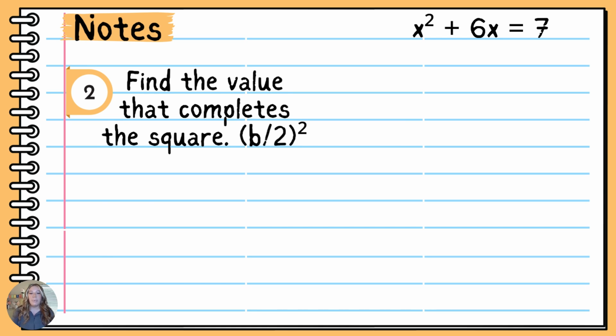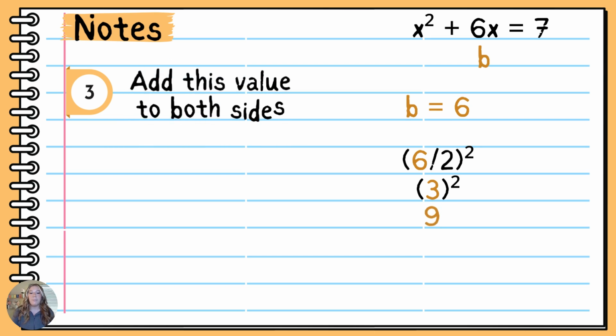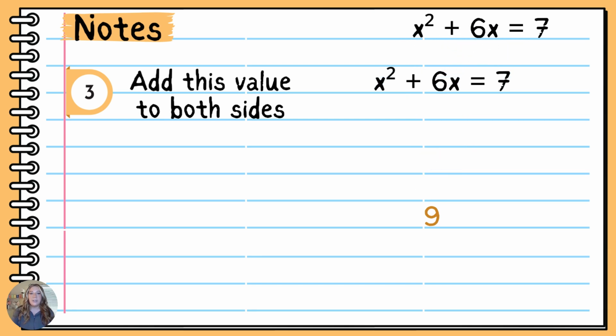So in our example, our b value is the coefficient of x, so ours is 6 for this example. So we're going to use our formula of b divided by 2 and squaring it. So we'll replace b with 6. 6 divided by 2 will be 3, and 3 squared gives us 9. So once we find that number, we're going to add this to both sides of our equation. So we're going to add 9 to both sides of this equation.